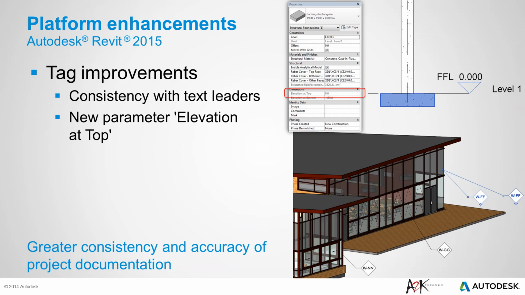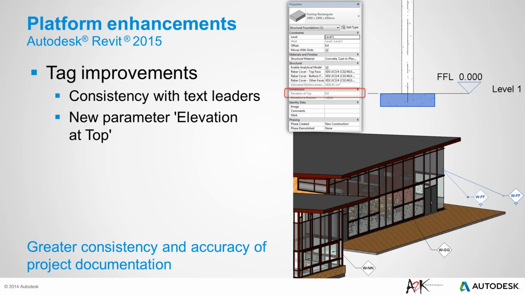Now when you move a tagged element or drag the tag head, the tag leader and elbow adjustment behavior is consistent with that of text leaders. When you move or adjust the tag, the portion of the leader from the element to the elbow is flexible, while the portion from the elbow to the tag remains fixed.